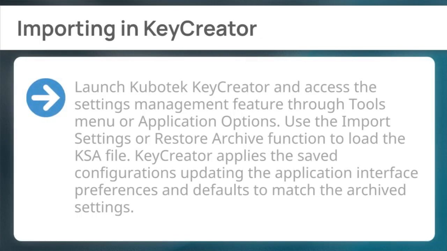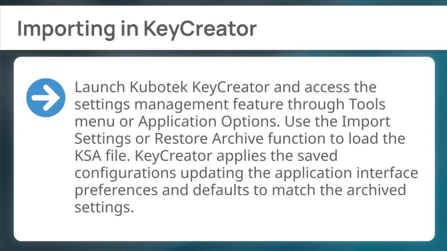First, importing in KeyCreator. Launch Kubotek KeyCreator and access the settings management feature through the Tools menu or Application Options. Use the Import Settings or Restore Archive function to load the KSA file. KeyCreator applies the saved configurations, updating the application interface preferences and defaults to match the archive settings.